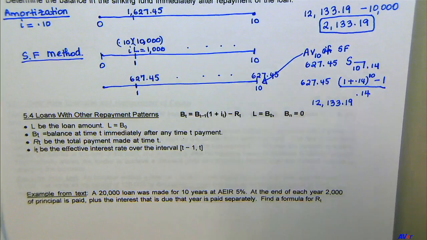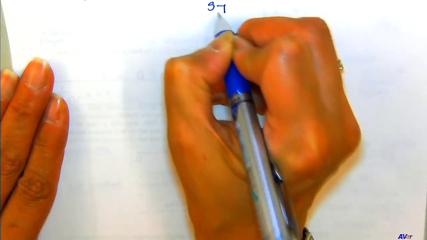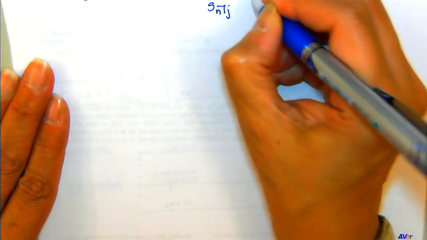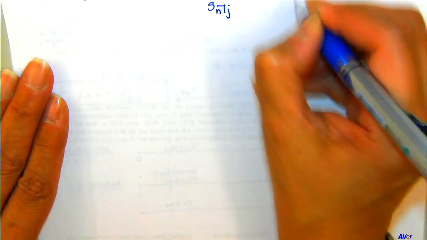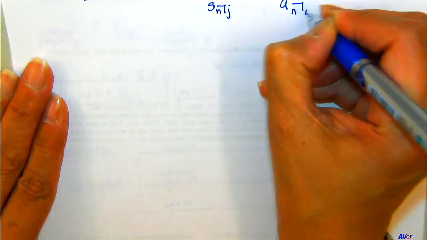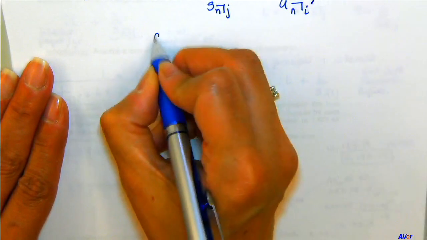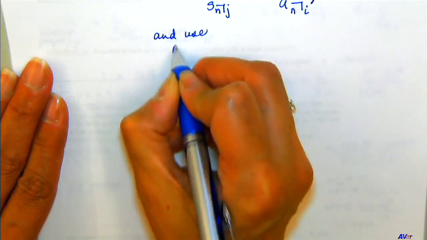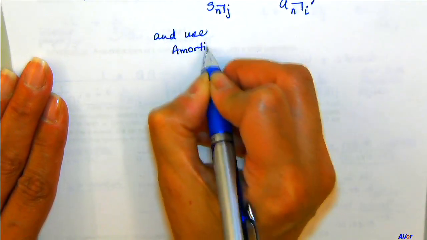So before I move on, I should say something about the comparison of these two methods. Use the sinking fund method if IL plus L over S angle n j is less than L over A angle n i prime, and use amortization otherwise.